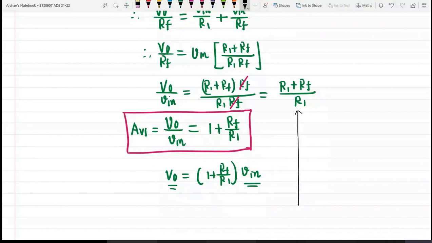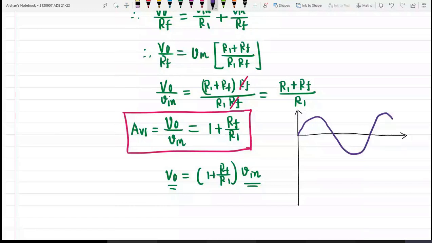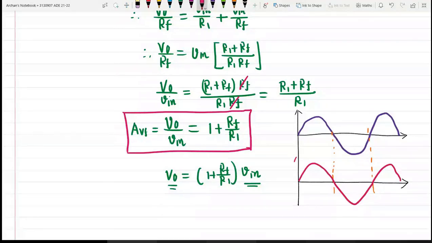Suppose we have applied some sinusoidal source of certain amount of voltage like this. Then the output voltage will follow the waveform of input voltage, but magnitude will be increased. So this will be the output voltage waveform, it indicates V0, and the purple waveform indicates Vin. So these are the waveforms of non-inverting amplifier.